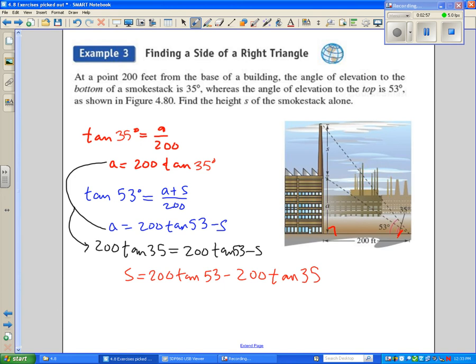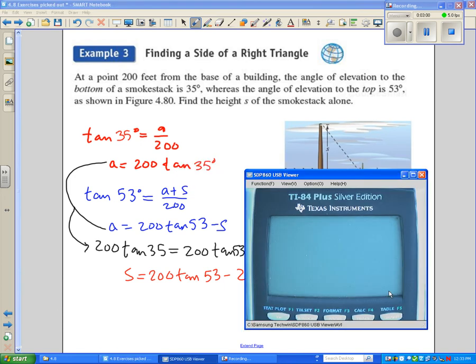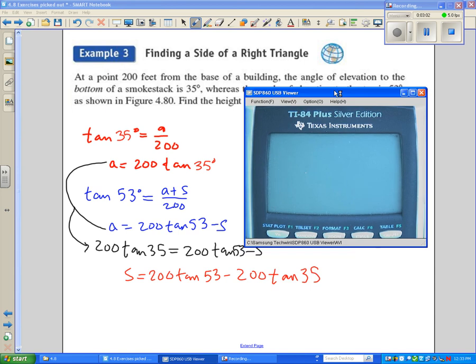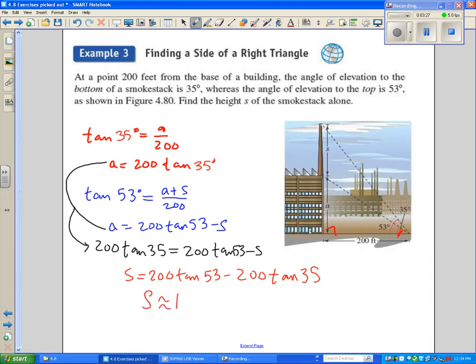So now I'm just going to pull up my calculator, make sure I'm in degree mode. Then I just type in 200 tan 53 minus 200 tan 35. 125.36. Fortunately, this is directly out of the textbook, so we can check our answer. 125.4 is what they got. So yes, 125.4. Awesome. That's one with systems.